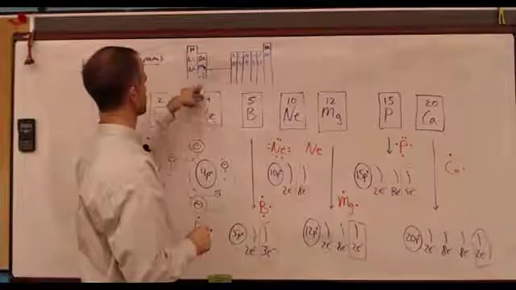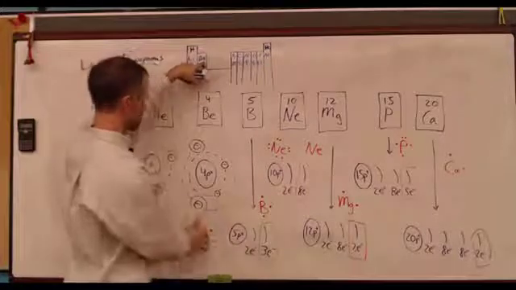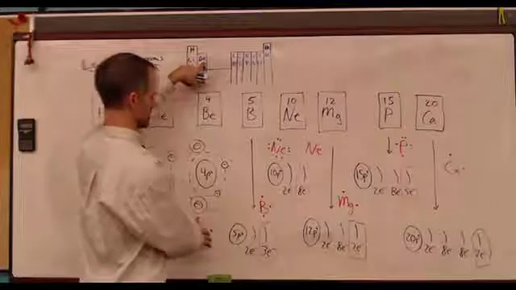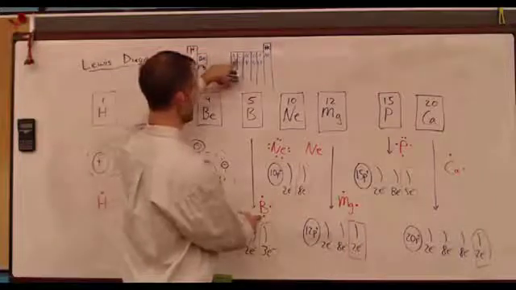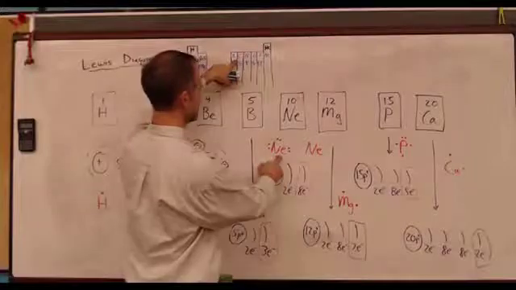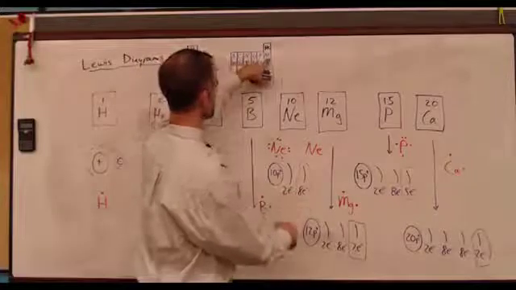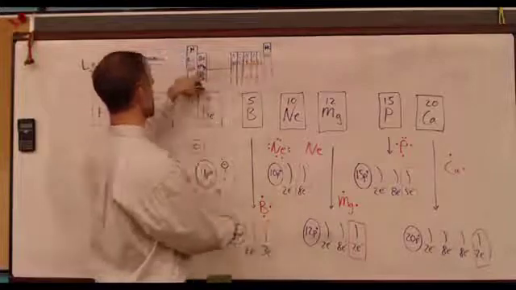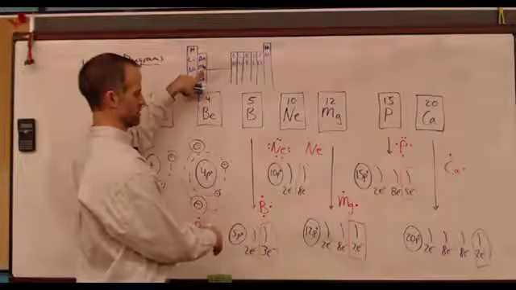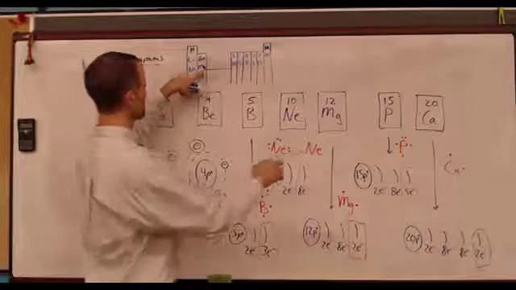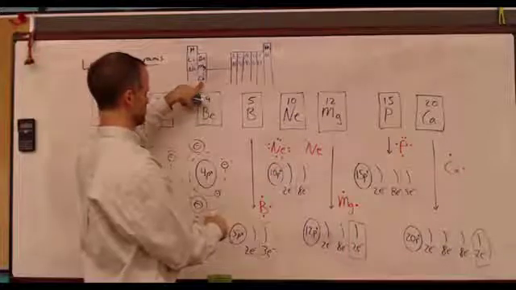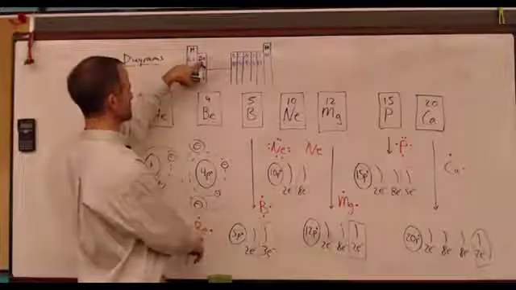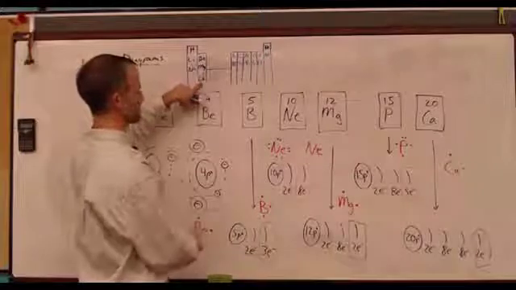But beryllium. Beryllium has 2 valence electrons. Boron has 3. Neon has 8. Are you seeing a pattern here? Magnesium has 2. Calcium has 2. Wait a second. Beryllium has 2, magnesium has 2, calcium has 2.